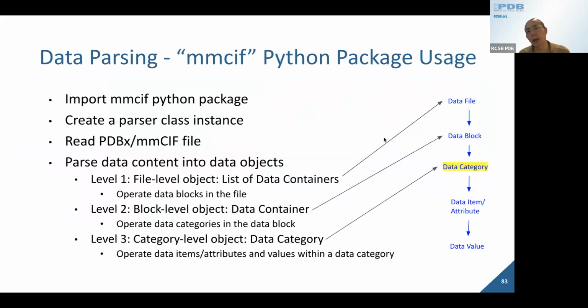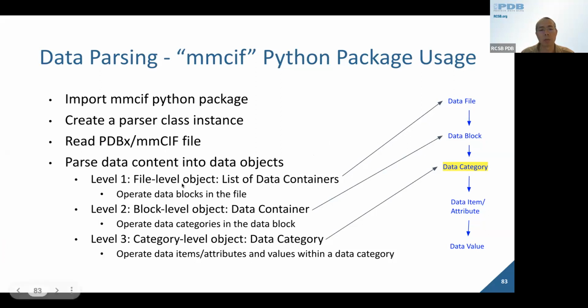So just like you use any other Python packages, you use mmCIF in the same way. You import it and create a parser class instance. Then you read the mmCIF files. Then you can parse them into data objects. There are 3 levels of data objects parsed out of the mmCIF parser.